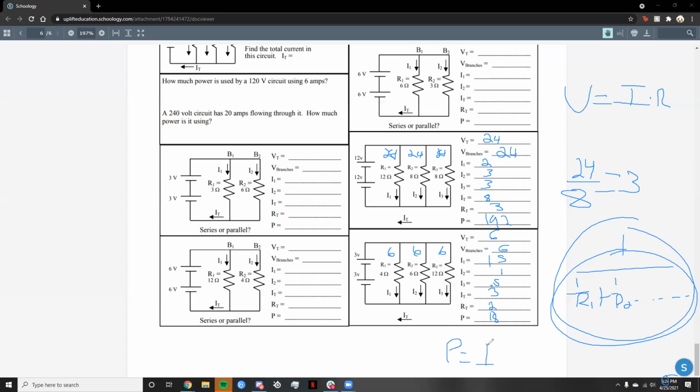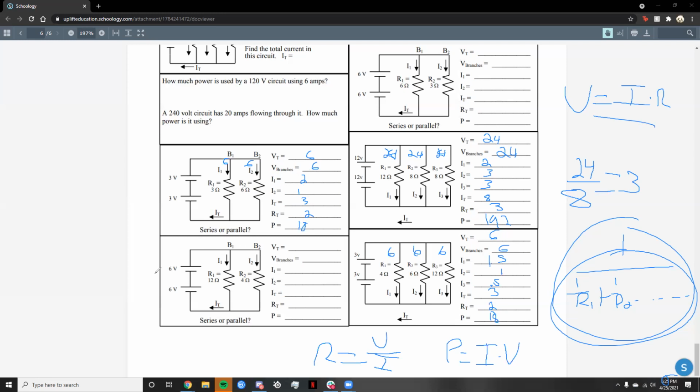Because P equals I times V, and R equals V over I. That's just the same as this, by the way. So that's that. Then we move on to this side. Super easy again. So 3 plus 3 is 6. So we have 6 and 6. 6 divided by 3 is 2. 6 divided by 6 is 1. 1 plus 2 is 3. And then 6 divided by 3 is 2. And then P is 3 times 6, which is 18.